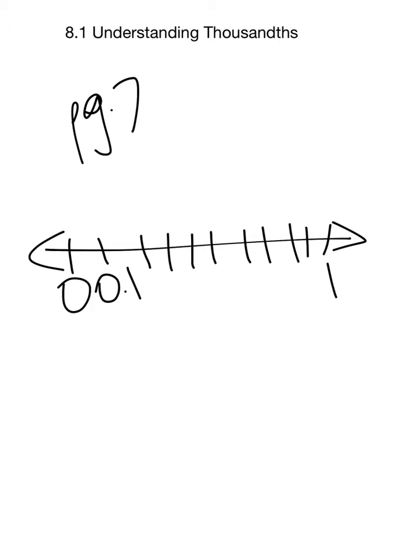and each one would be 0.1, 0.2, 0.3, and so on. So 1 part of 1 whole divided into 10 equal parts would give us 1/10. 1/10, in other words, in decimal form, is 0.1.